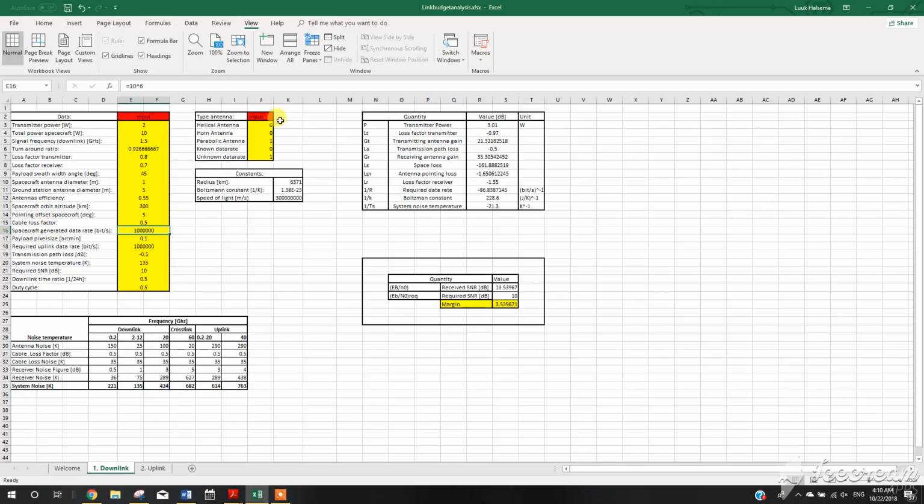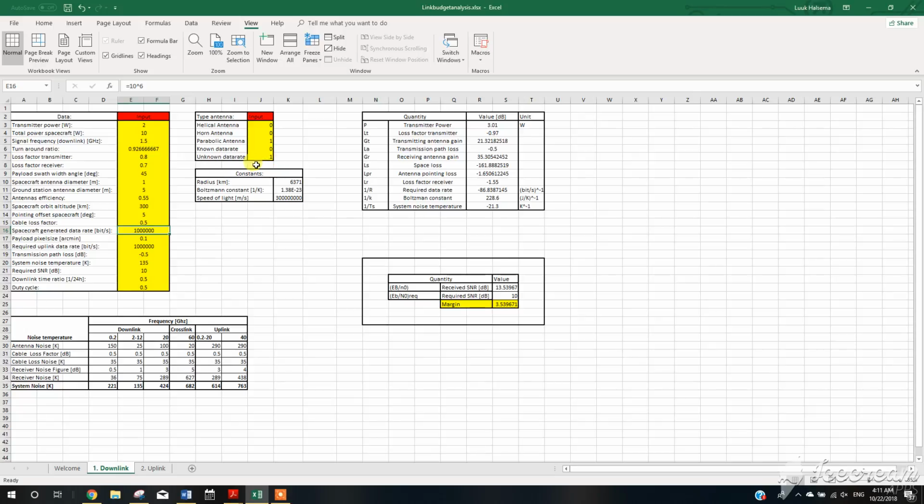Then going to the next table, here you can fill in what type of antenna you're using and if your data rate is known. If you are using a parabolic antenna, please fill in 1 next to parabolic antenna and fill in 0 at the other types of antennas. So if you are dealing with a certain antenna, fill in 1, for the other antennas, fill in 0. This is the same for your data rate. If it is known, fill in a 1 for known data rate. If it is unknown, fill in a 1 at unknown data rate and a 0 at the other option.